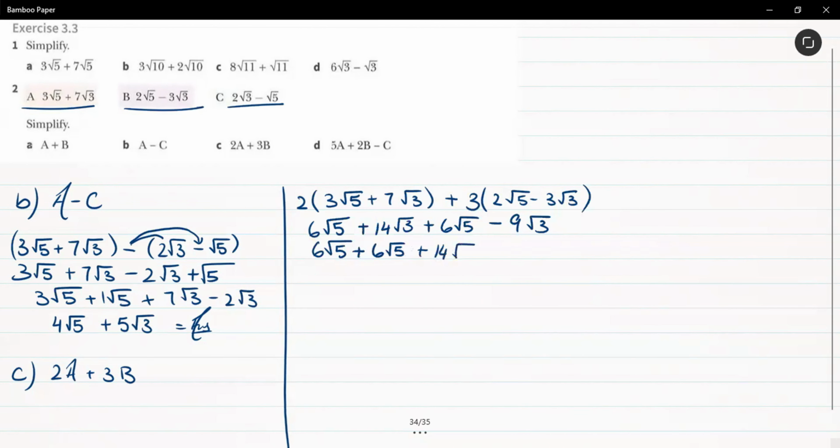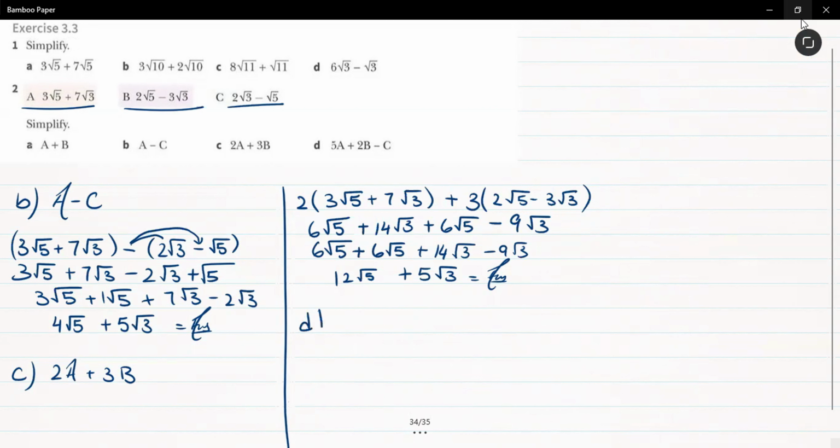14 under root 3 minus 9 under root 3. Now, 6 plus 6 is 12 under root 5, plus what is 14 minus 9? It equals 5. And 5 under root 3. And that's our answer for part C.